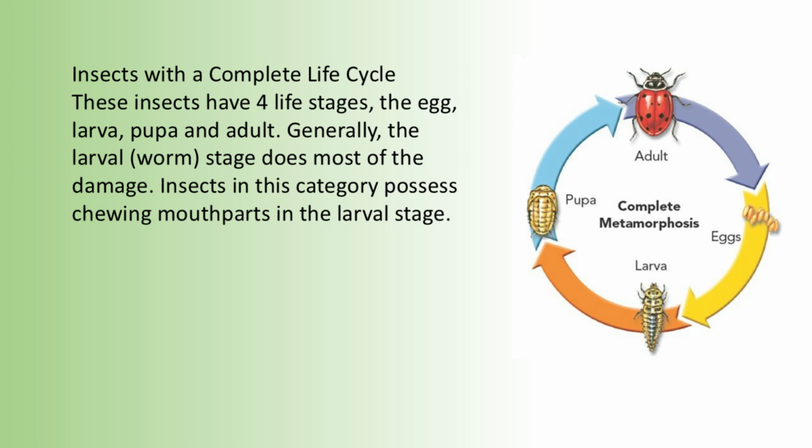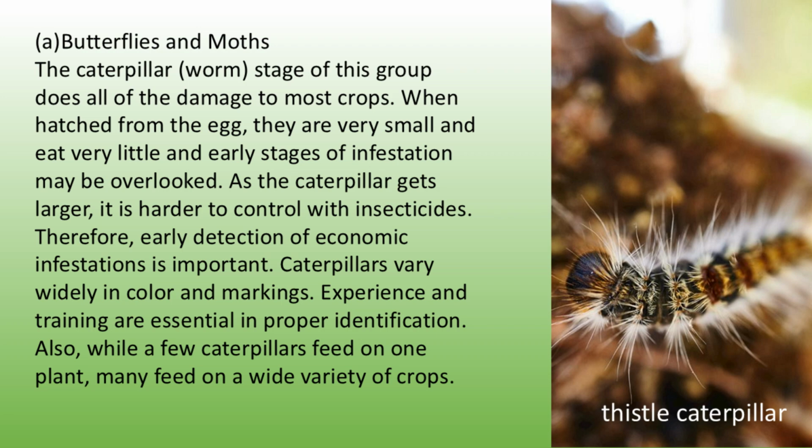Generally, the larval or worm stage does most of the damage. Insects in this category possess chewing mouthparts in the larval stage. Butterflies and moths. The caterpillar or worm stage of this group does all the damage to most crops. When hatched from the egg, they are very small and eat very little, and early stages of infestation may be overlooked. As the caterpillar gets larger, it is harder to control with insecticides. Therefore, early detection of economic infestations is important.